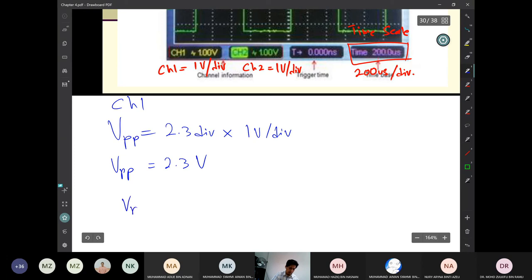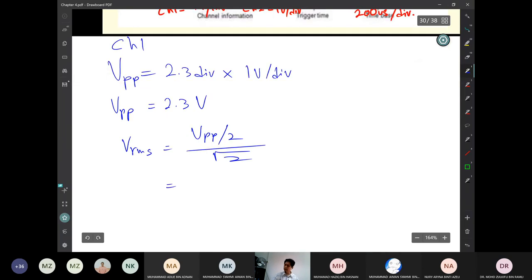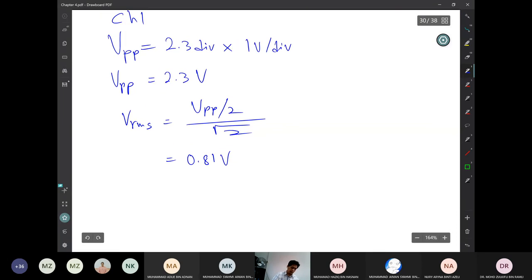Then VRMS. Vpeak to peak bahagi dua, bahagi punca dua. 2.3 bahagi dua, bahagi punca dua. Kita dapat 0.81 volt. Gitu. Then period T.